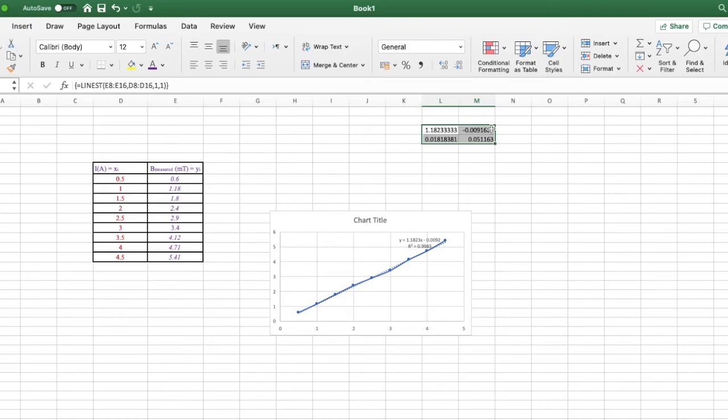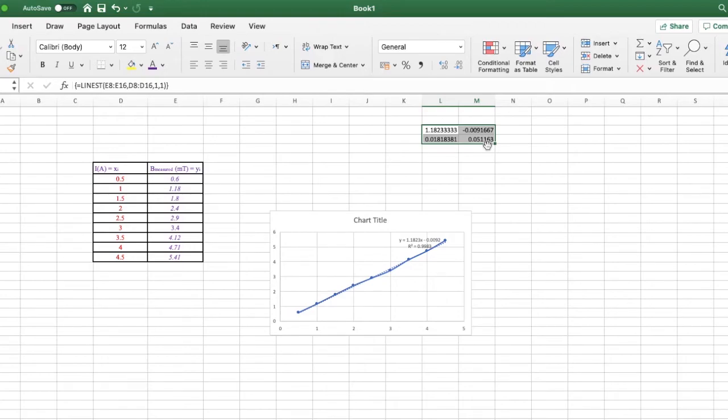Then that value over here, negative 0.091, is going to be pertaining to the y-intercept. Then you have that value over here, 0.018, which is going to be the value for the uncertainty on slope, or the error on slope. And finally, that value over here, 0.051, is none other than the value for the uncertainty on the y-intercept.